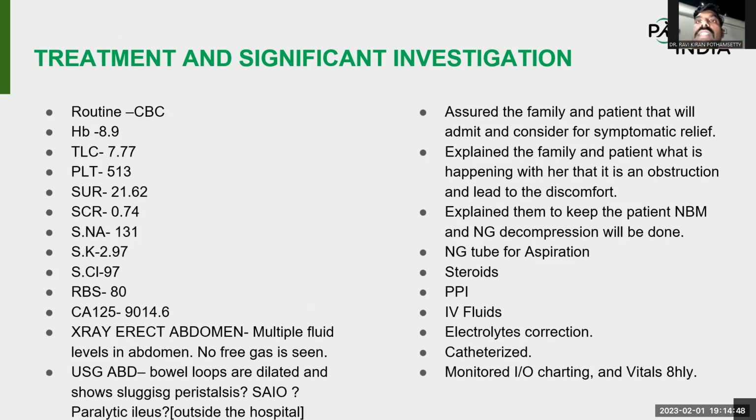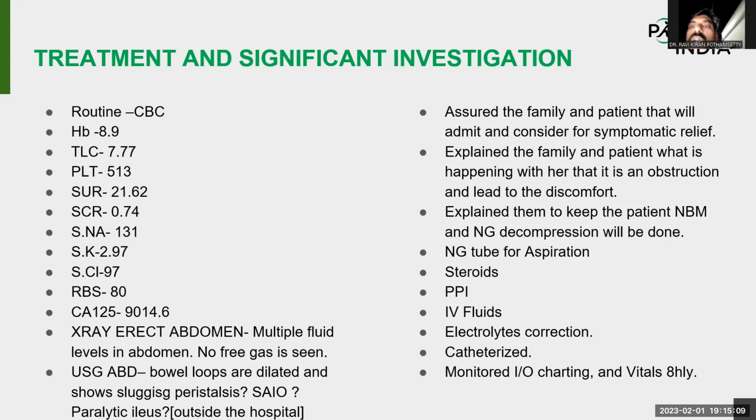We have done the routine CBC, which was more or less normal. The serum electrolytes showed the potassium was imbalanced at 2.97. The CA125 which we have done is 9014. An X-ray erect abdomen was done: multiple fluid levels in the abdomen, no free gas is seen.